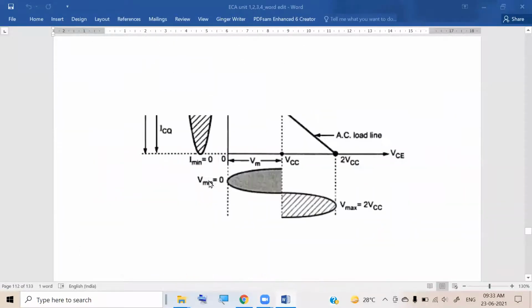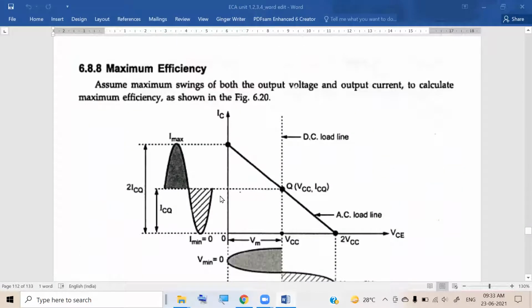So even when IC is 0, IC is 1, 2, 3, IC is whatever, the corresponding VCE remains fixed at VCC. So the DC load line is a line simply parallel to the IC axis with X value of VCC. Okay, so this is the DC load line.